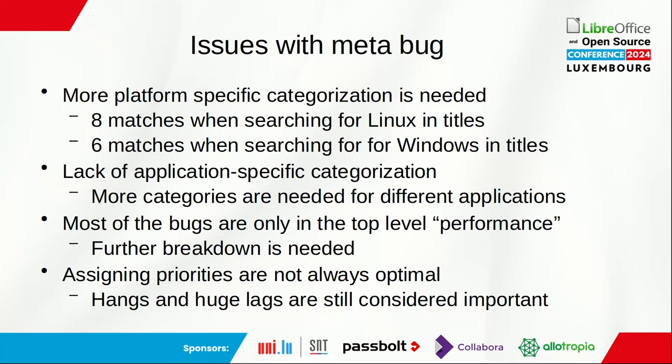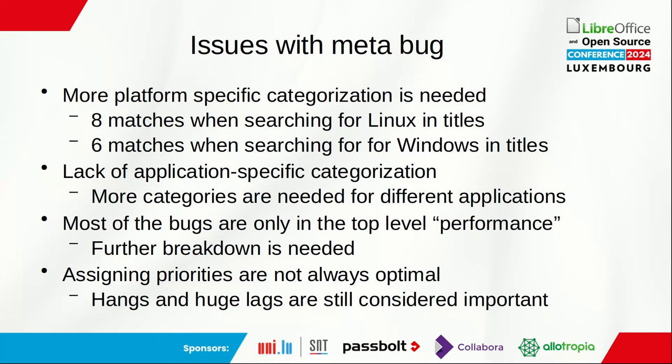So there are some issues with this meta bug. We need categorization for platforms like Linux and Windows. There are already titles that contain Linux and Windows among those bugs. And there is also lack of application-specific categorization, and we need more categorizations for different applications, Writer, Calc, etc. Another issue is that most of these bugs are labeled with performance. This is not enough, and we need further breakdown here. And at last, I think priorities can be improved.